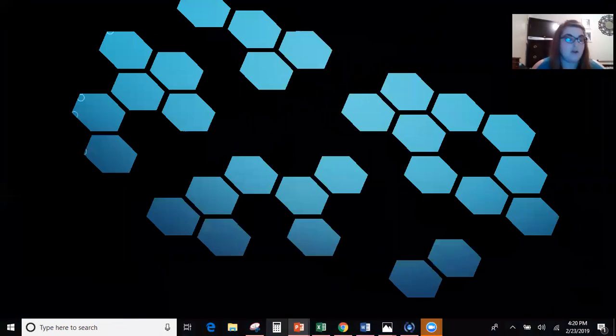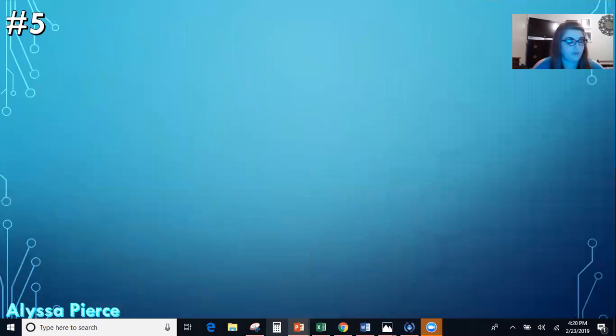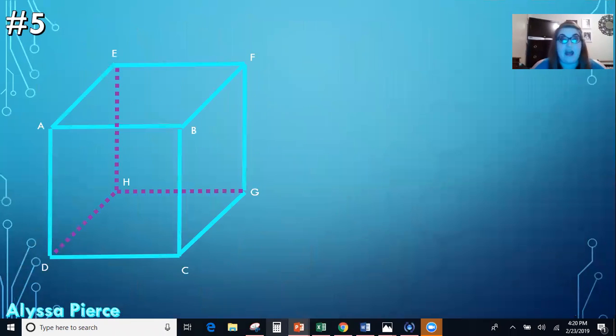Okay, so for number 5, let's take a look at it. We have a cube, and all the vertices are labeled, but you'll notice that the dotted purple line, those are the vertices of D, E, H, and G, and the rest are in this lovely mint color. So let's take a look. This problem wants us to draw a tetrahedron inscribed in the cube that has none of its faces in the planes of the faces of the cube.